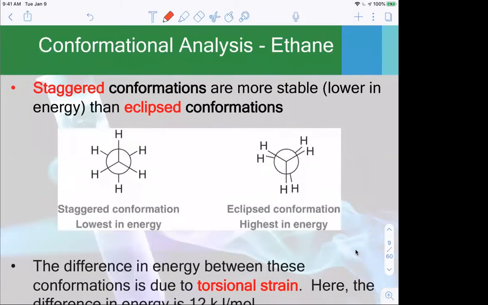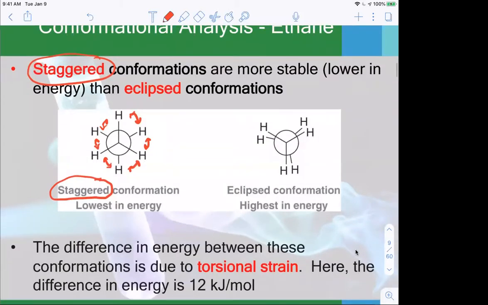This is called a staggered conformation because I have all of these dihedral angles here, where these hydrogens are pretty much as far apart from each other as they can be. And this is called staggered because these hydrogens are far apart from each other. They are considered to be more stable or lower in energy.